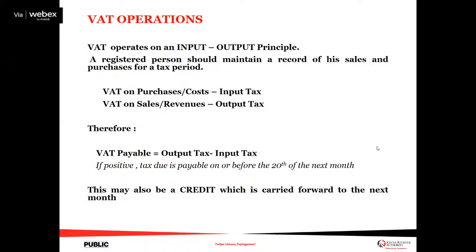So in our scenario for September and October, I need to do my calculations and make sure that I make my payments before 20th of October. In an event that it's negative, it means that you're on credit, you've paid tax in advance. So for this particular case, you can carry forward that credit to the next month.